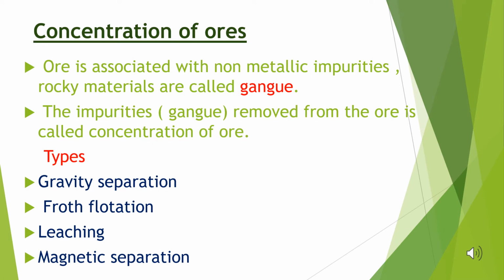It is the preliminary step for the extraction of metal from its ore, that is, the first step of the metallurgical process. There are several methods available for the concentration of ore, but depending upon the nature of the ore, types of impurity and environmental factors, we can choose the suitable method for the concentration of ore.